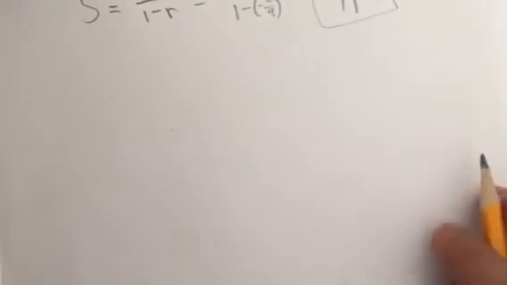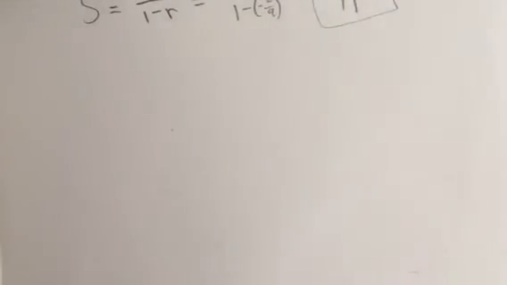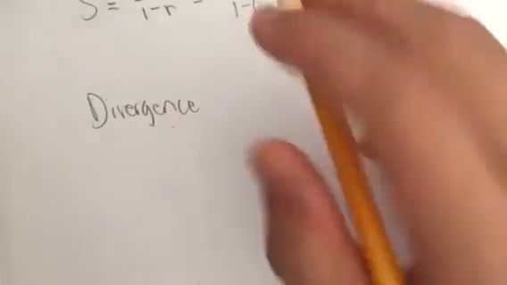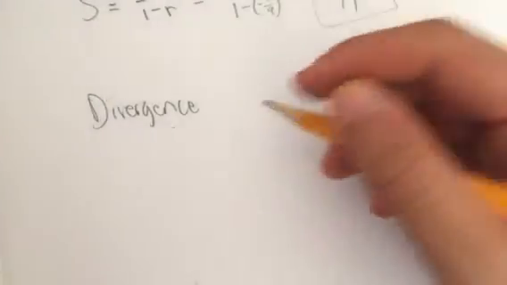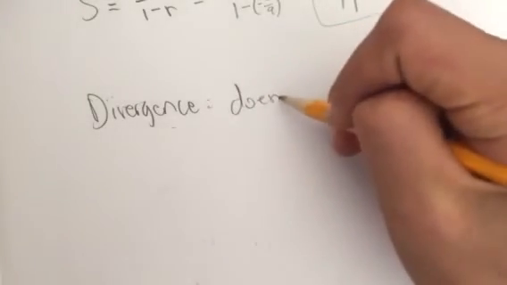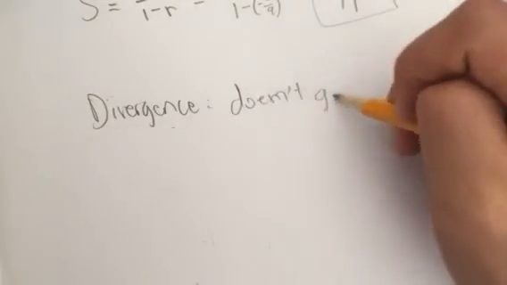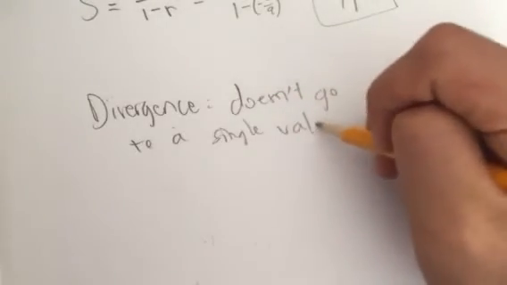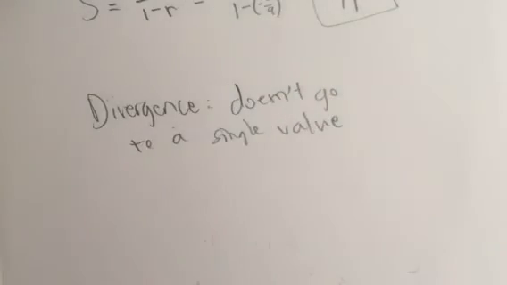Okay, finally, I'm going to address convergence and divergence. Divergence is when the sum of a series does not approach a set value, so it doesn't go to a single value. What does this mean? It can go to infinity, it can go to negative infinity, or it can just alternate.